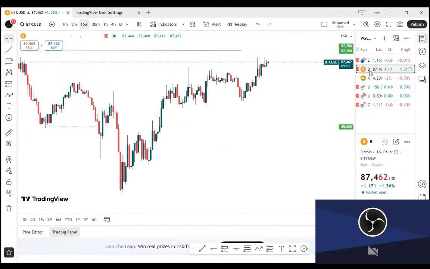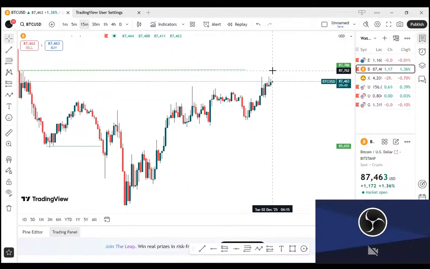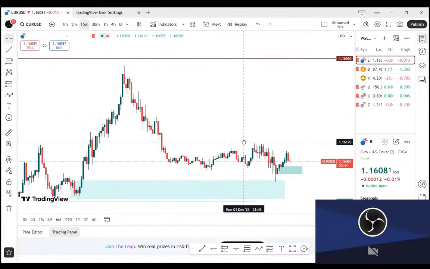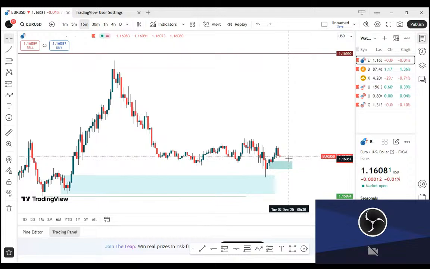BTC USD, this BTC USD is currently still pushing high here, so we'll have to be very patient. And then here is Euro USD. Let's see how Euro USD reacts on these key zones. Let's look at the reaction of Euro USD at these particular key zones, then we are going to follow Euro USD as it plays out. Let's see how Euro is reacting.